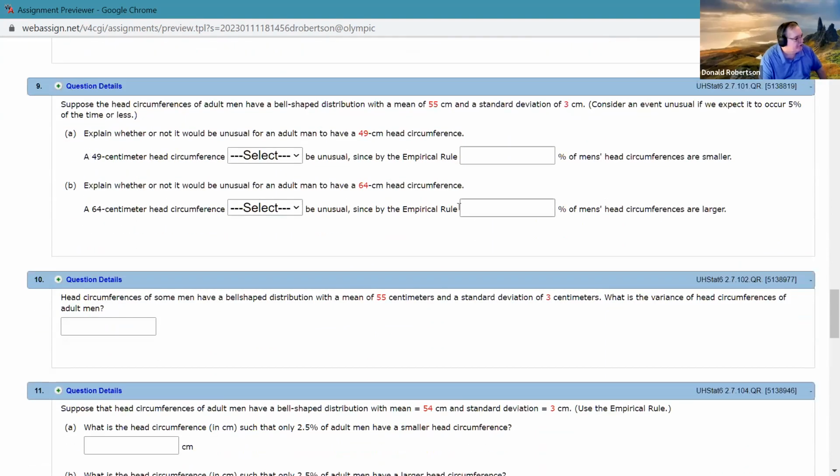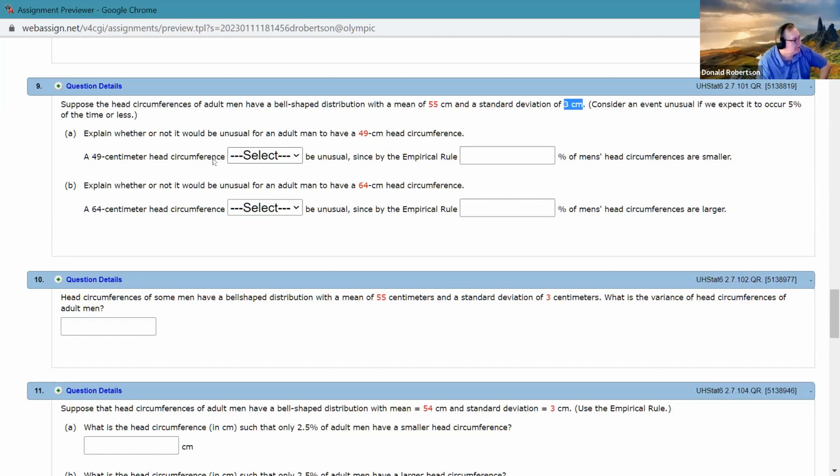Now, in question 9, suppose head circumferences of adult males, adult men, are bell-shaped. Some guys have big heads, some guys have little heads, but if you measure their circumferences, they look like that, right? Some are very big, some are not so big. And the mean is 55, and the standard deviation is 3.